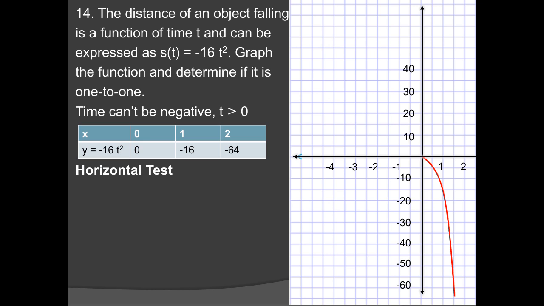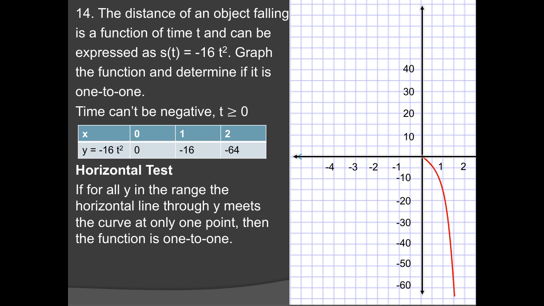Now we have to check with the horizontal line test. What the horizontal line test says is, for all y in the range, the horizontal line through y meets the curve at only one point. Then the function is a one-to-one function. I will show with animation a line coming from the top to bottom. That line meets the red curve at only one point. So if it meets at only one point for all values, this is a one-to-one function.